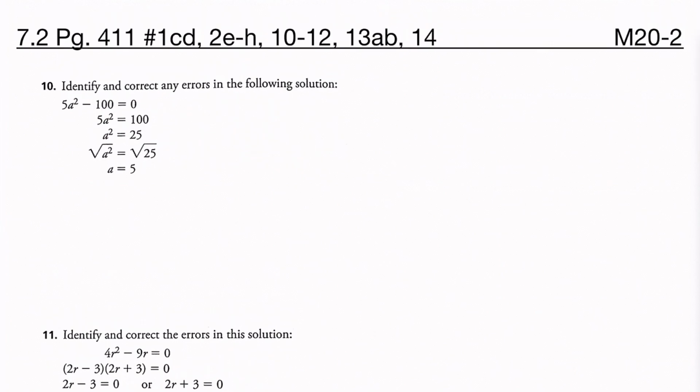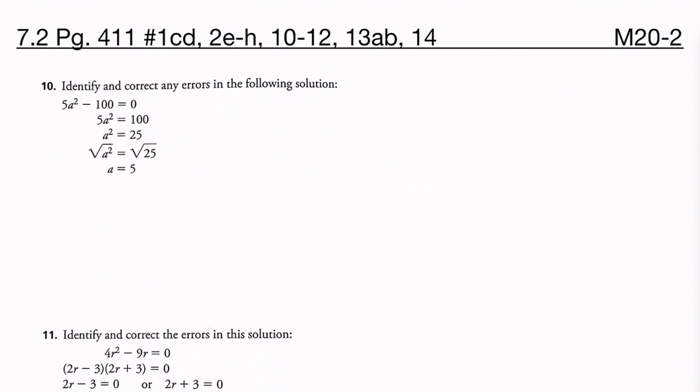So in number 10 it says identify and correct any errors in the following solution. So you got to look through, find the error. If there is an error, you want to correct it. Now what I would say to do with a question like this is do it on your own first, see what you get, and then compare with what they have, and then you're going to be able to find the mistake. That way you're not just looking at their mistake and kind of making the same mistake yourself.